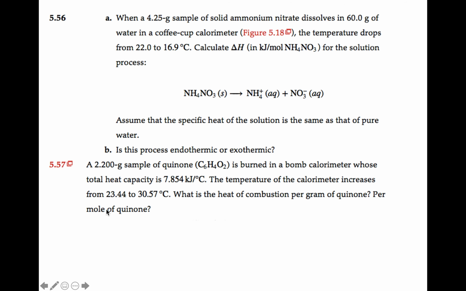Here's two different examples at the end of the chapter. Notice within this first one, 5.56. This would be one if you want to try to work it through. It's very similar to the one that I just gave as an example. One thing to be careful with within this one, notice right at the start, it says the temperature drops from 22 to 16.9. Use that as your first piece of information. Based on that, consider, is this endothermic or exothermic?